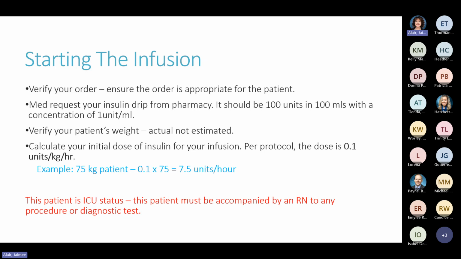So when we begin insulin, we're going to verify our order and ensure that we have our insulin from pharmacy. The standard concentration here is 100 units in 100 mils, making it 1 unit per mil. There is a change in pediatrics for the patients that are less than 20 kilos, but the standard concentration is 100 units per 100 mils. We'll calculate the initial dose of insulin and give that to the patient, and then we'll start our insulin infusion at 0.1 units per kg per hour, which on this 75 kilo patient is 7.5 units.